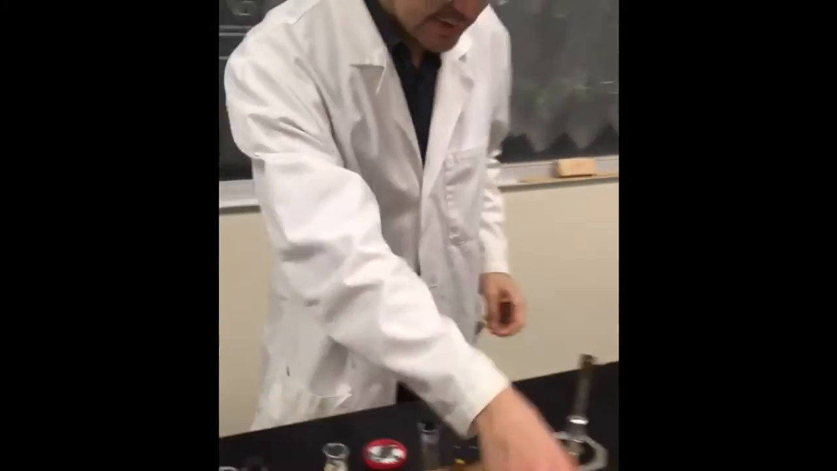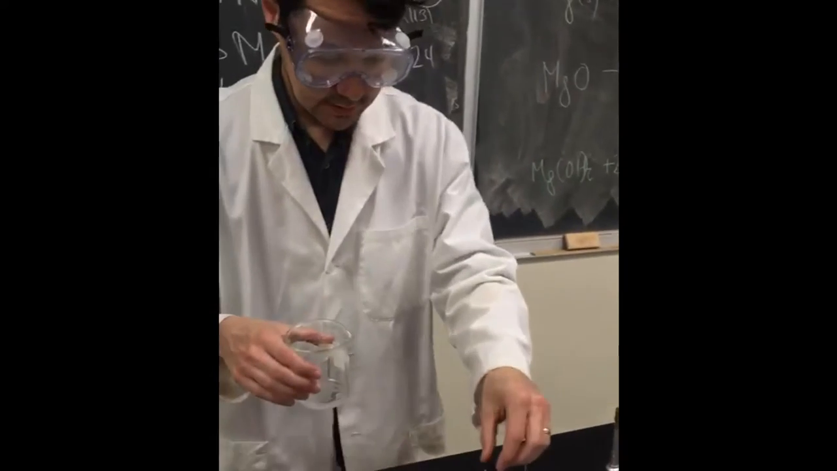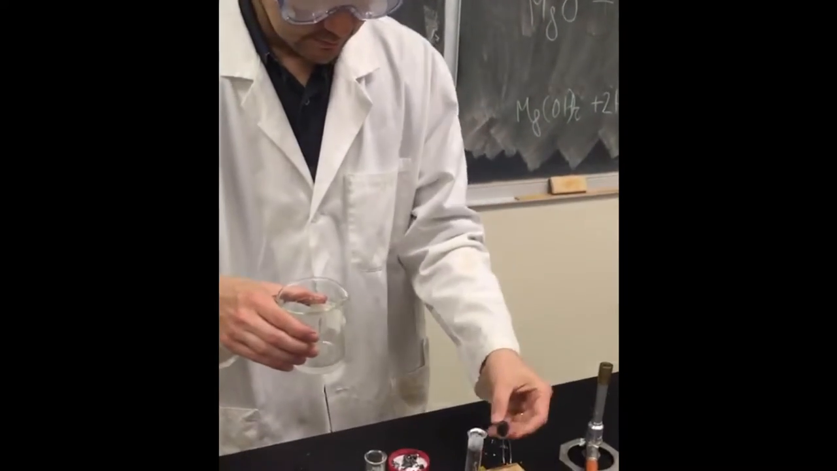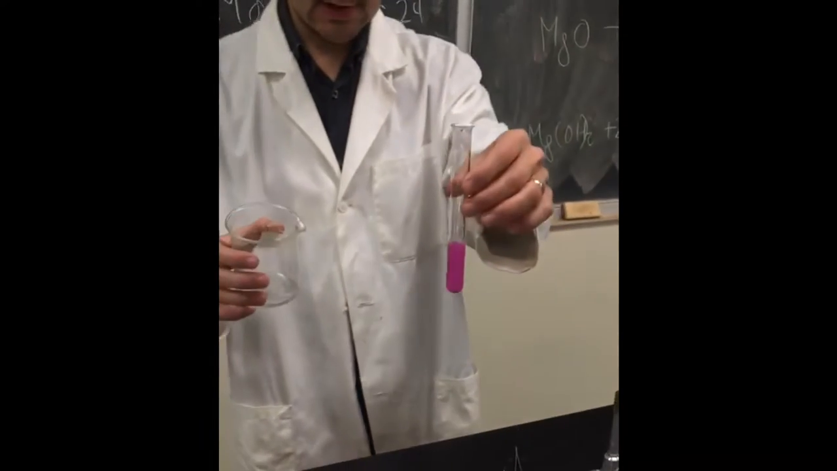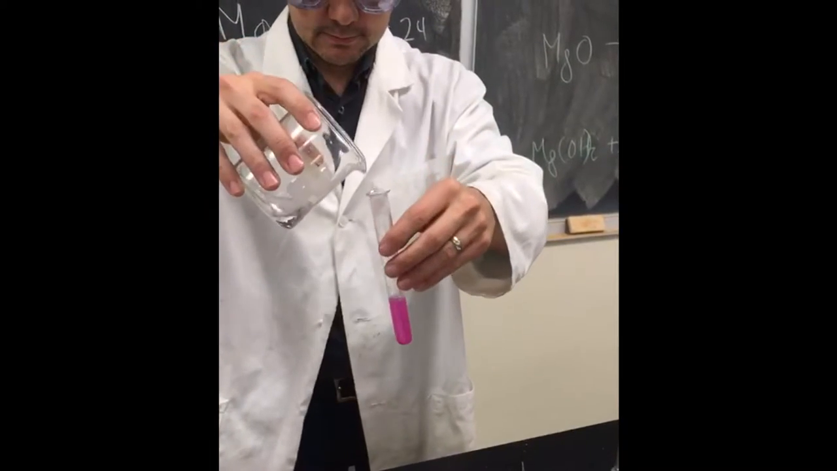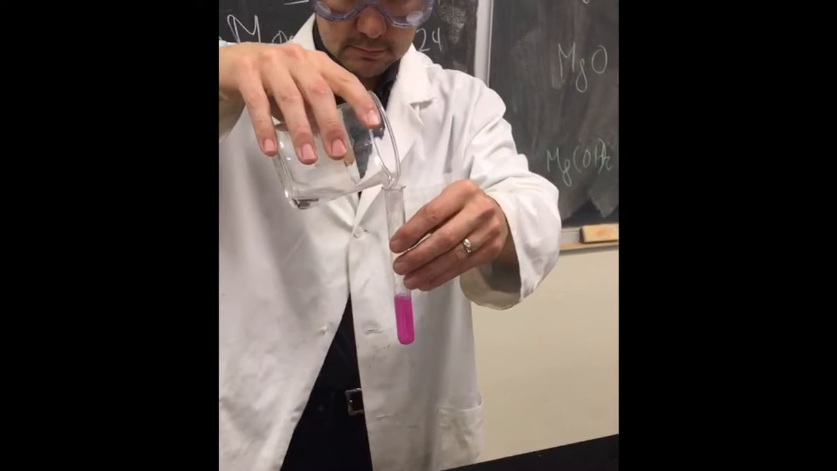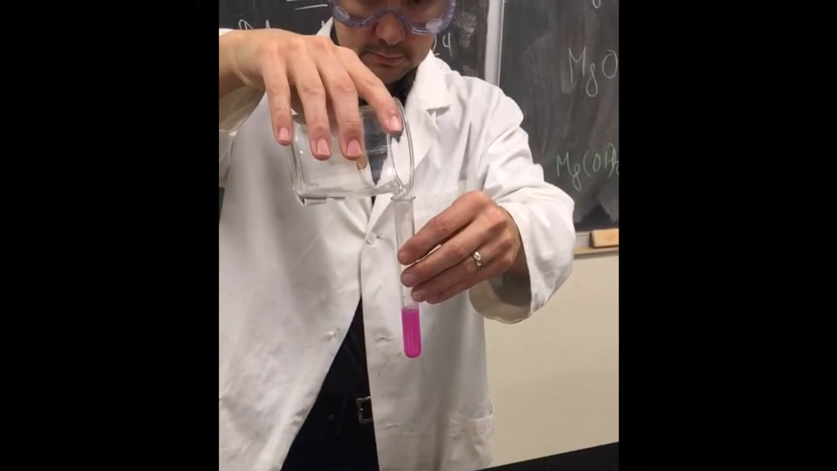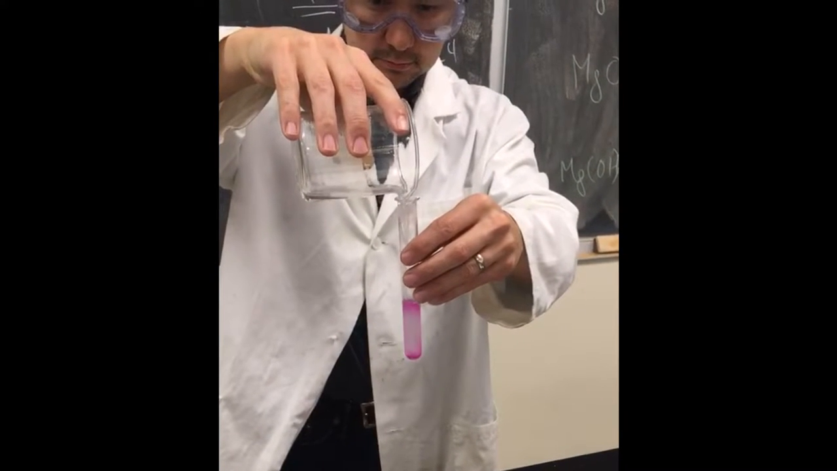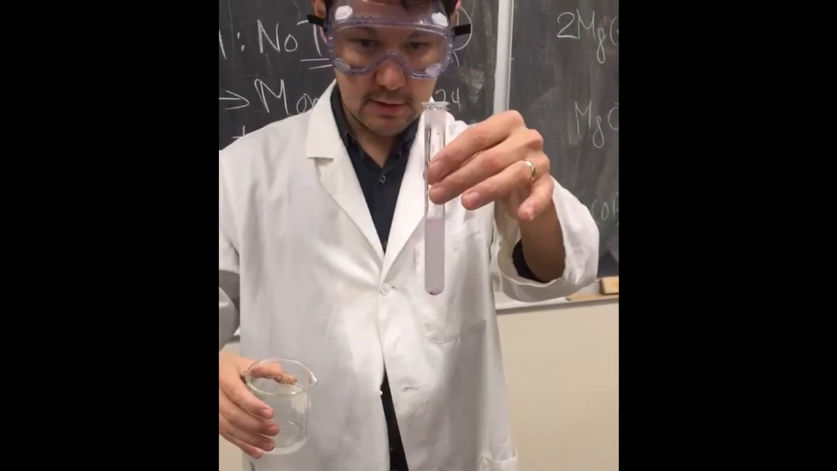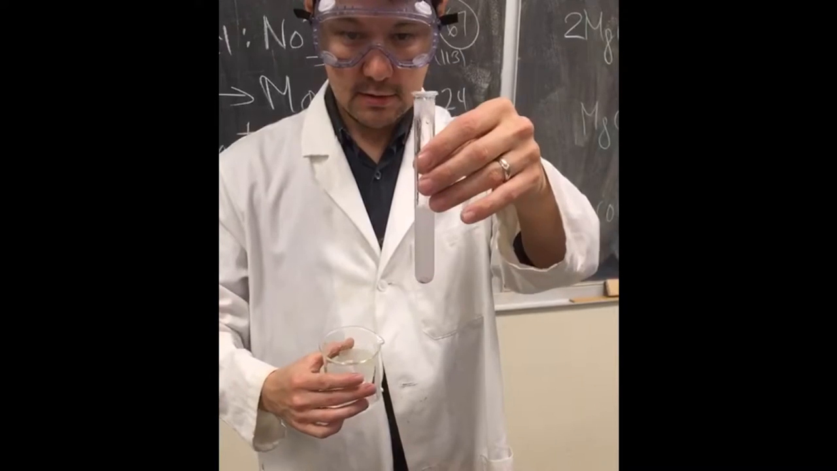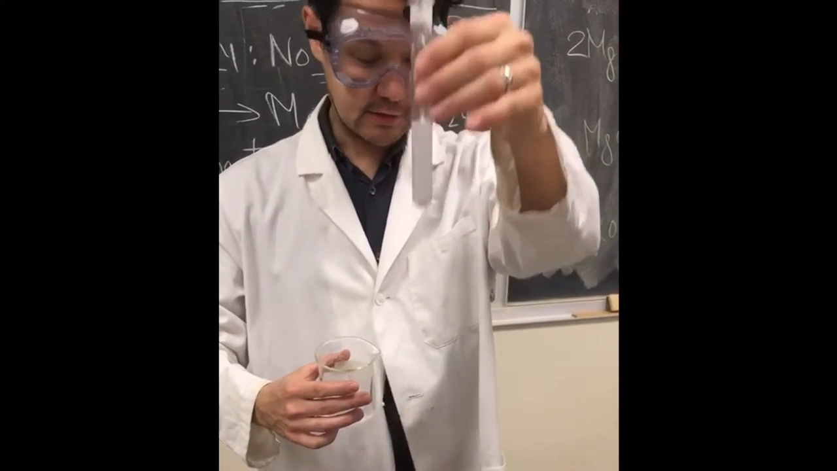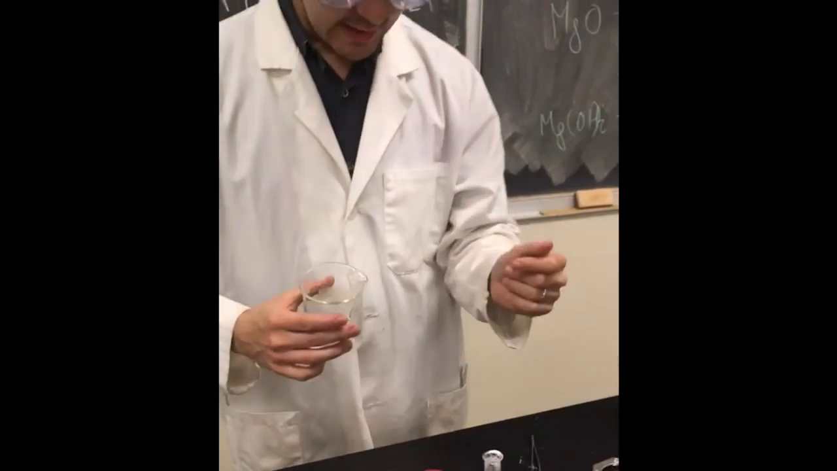And lastly, we'll just take a little bit of hydrochloric acid and add that to our magnesium hydroxide and see what happens. And you can see the pink disappears. We moved it back away from basic and into the colorless territory. So that's reaction C.